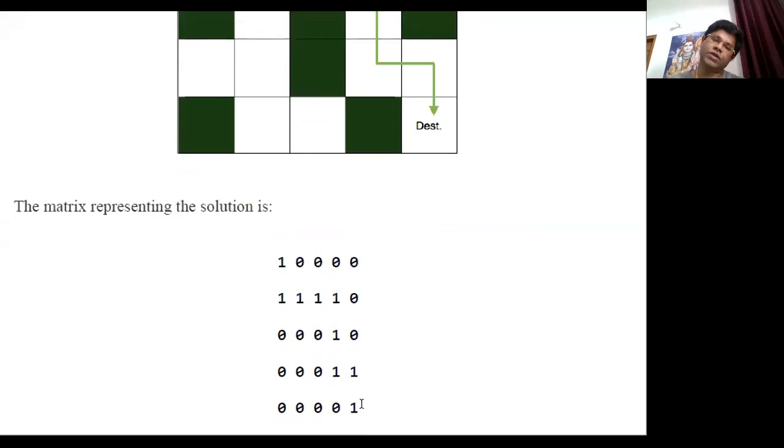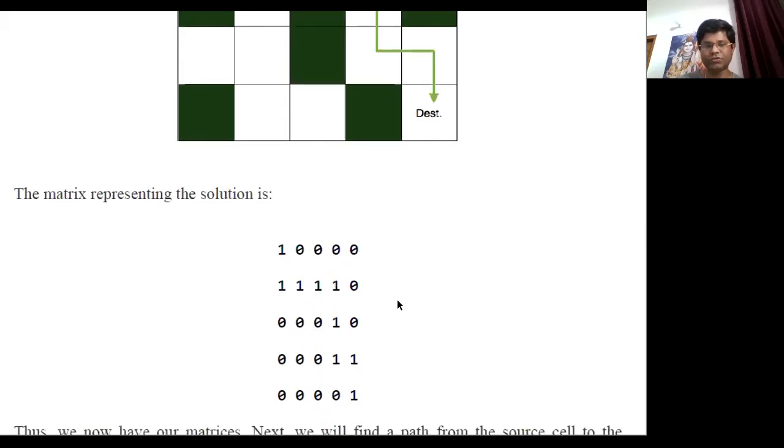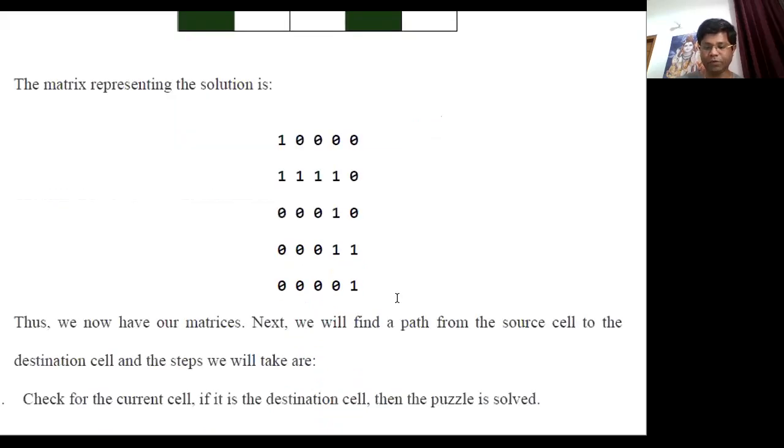For the solution, we only put 1 where our path is allowed. If we can't move to that cell, then the entry is 0. So this is the solution for our rat in a maze problem.